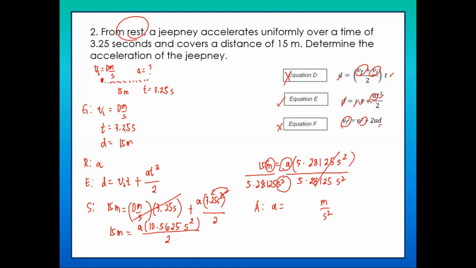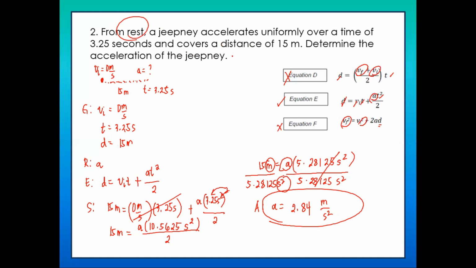So, our answer here now is, okay, 2 decimal places tayo. So, walang mara-round out, kaya 2.84 meter per second squared. So, this is now our answer for the acceleration of the jeepney having this distance covered as well as the time. Okay? Which is 3.25 seconds. Okay? Hopefully, nasusundan si Sir ng maayos.